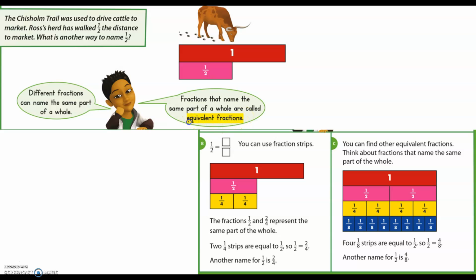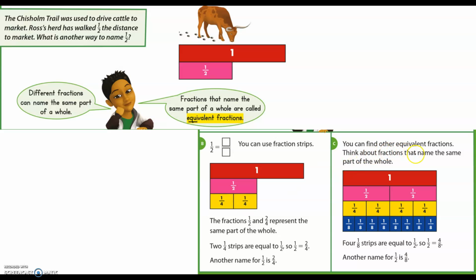When you look at the word equivalent, you can think equal. Equivalent, equal. You can use fraction strips. So if you take a look, you have one whole, and then down here we have 1/2. Well, we also have 2/4, 1/4 and 2/4. So 2/4 is the same as 1/2. The fractions 1/2 and 2/4 represent the same part of the whole. Two 1/4 strips are equal to 1/2, so 1/2 is equal to 2/4. Another name for 1/2 is 2/4.